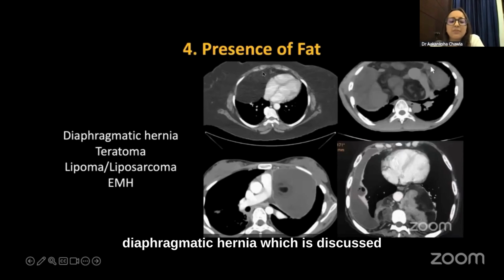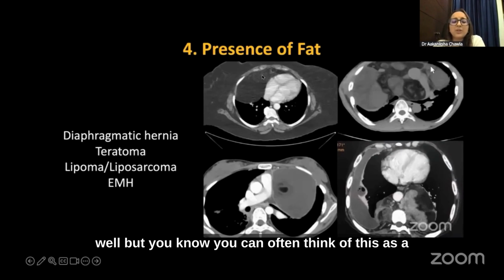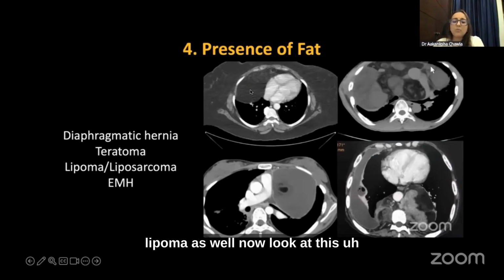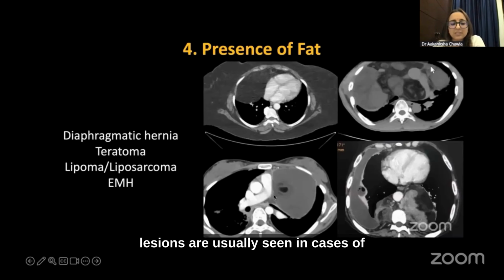This was a case of diaphragmatic hernia, just discussed, because I showed you a different CT aspect of this as well. But you can often think of this as a lipoma as well. Now look at this well-defined cyst, but you can see a fat in this. Now, these sort of lesions are usually seen in cases of teratomas.